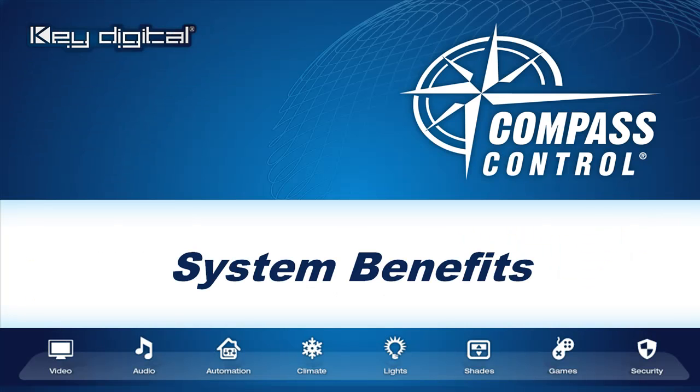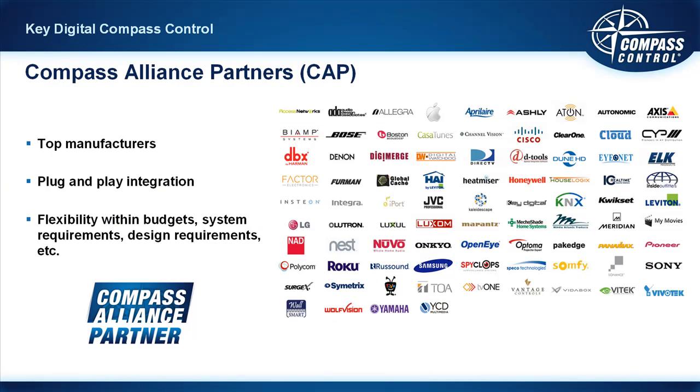So the system benefits of compass control. Now you understand how it works, the iOS brain of the system, the IP communication of the system, very powerful. What other benefits do we offer you through compass control? Well, we're a company that understands that you most likely don't like to be told what to purchase. So instead of trying to sell you our own products for every single category, we're a company, KeyDigital, Compass Control, that would rather partner with the people in the industry who are the best at what they do. Those people are all Compass Alliance partners.